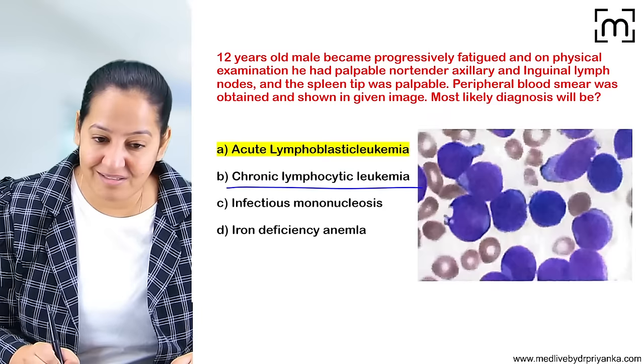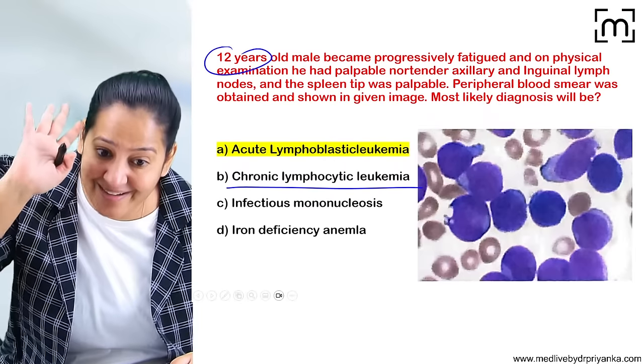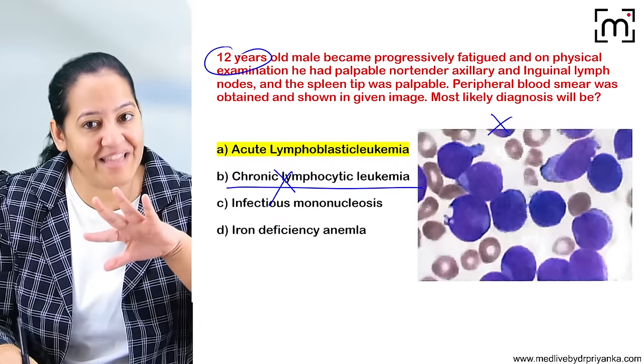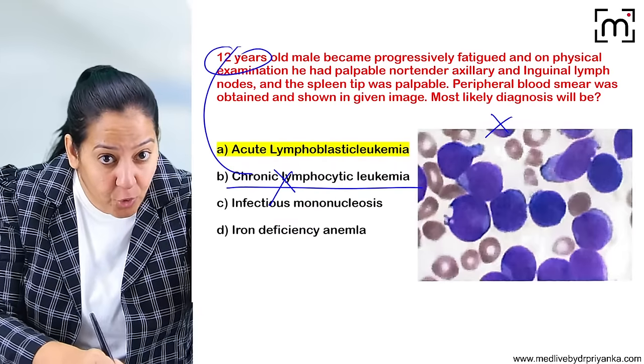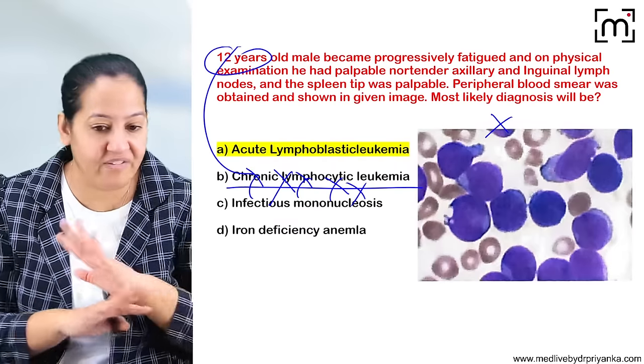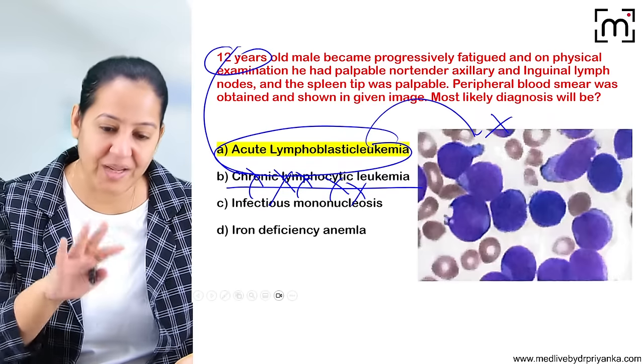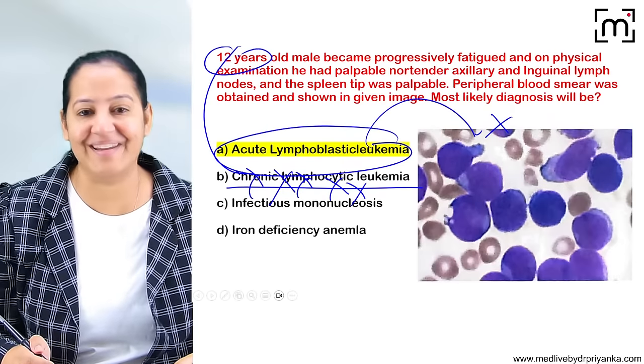CLL never occurs in this age group. CLL occurs after 60 years. Reading the age only, rule out this option. Don't look at the image. It never occurs in children. In children, we have only one leukemia, ALL. And the image is also supporting that. Say yes if you all got it. The correct answer is A.